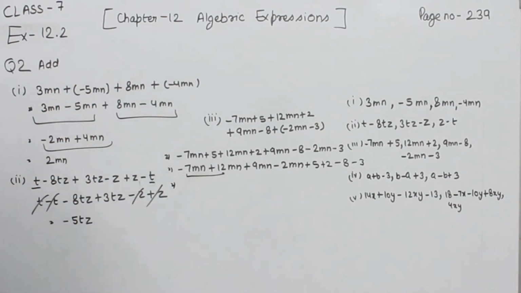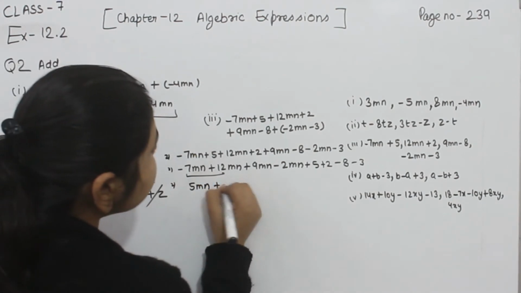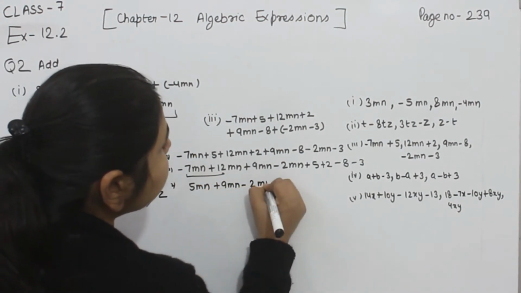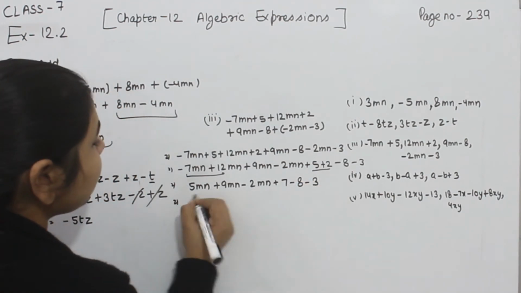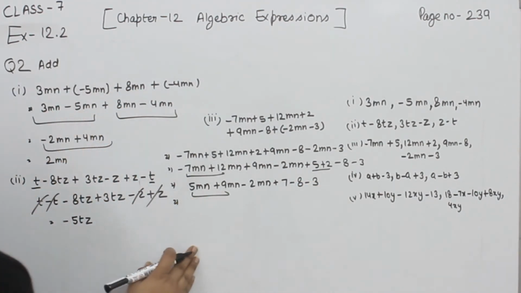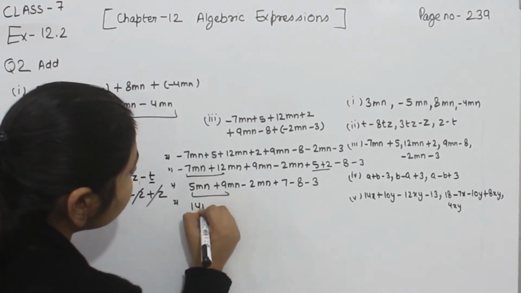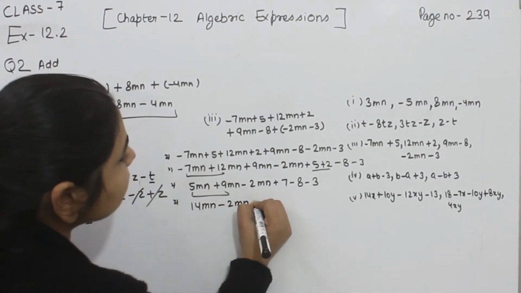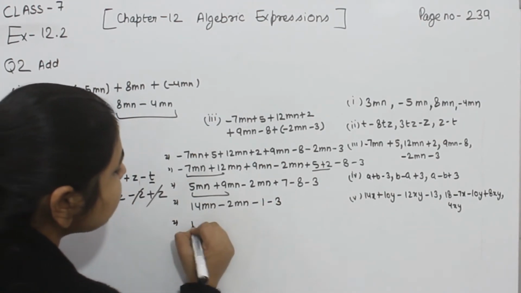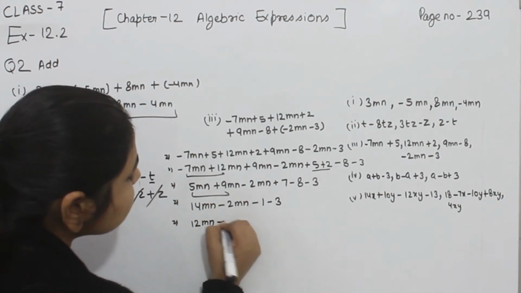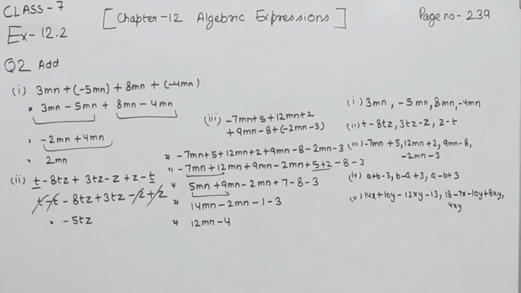Now plus minus minus, so we are going to get 5mn plus 9mn minus 2mn. Now we are going to add this one. 5 plus 7, 7 minus 8 minus 3. Now we are going to add them. Both the terms are positive. So they are 14mn minus 2mn. Now plus minus minus, we have minus 1 minus 3. Now plus minus minus, 12mn. Now minus and minus, plus. So the answer we have is 12mn minus 4. This is part 3.